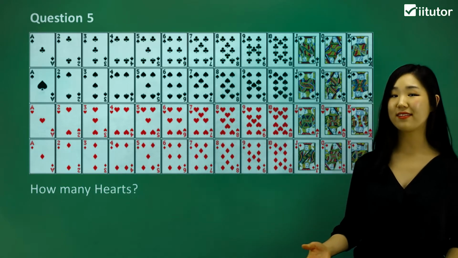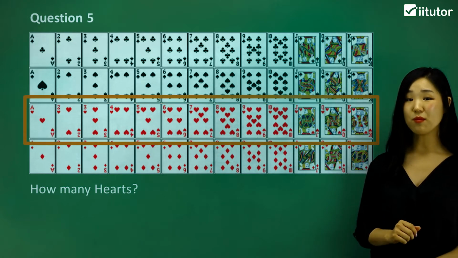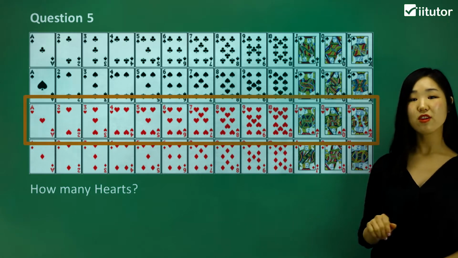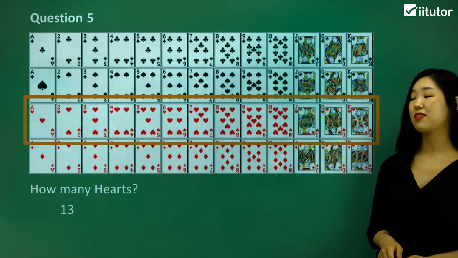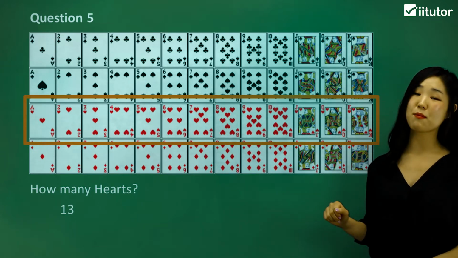Now let's look at question 5. How many hearts? Now heart is one of the suits. So all of these are hearts. So if you count all of those up for me, you'll see that there are 13. Yes? 13 of them are hearts.